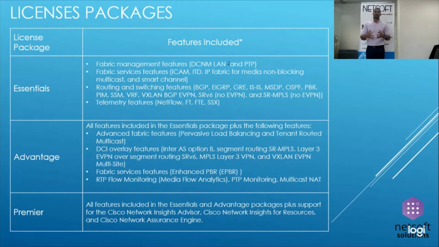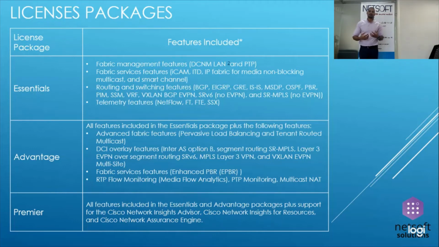Here we have three license packages: Essential, Advantage and Premium. In the Essential package, we have fabric management features, fabric service features, routing and switching features. These are the basic features you will have in the Essential package. In the fabric management, we will use a dedicated manager to control the entire fabric, that is known as Data Center Network Manager, DCNM, which we will discuss later in the slides. We have a few slides basically on the DCNM itself.